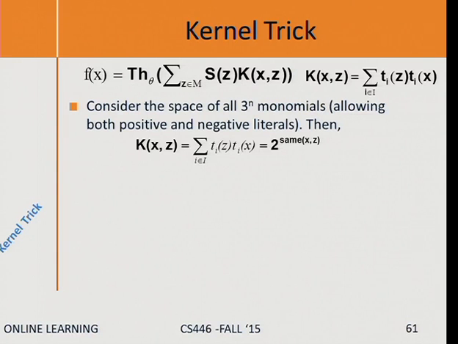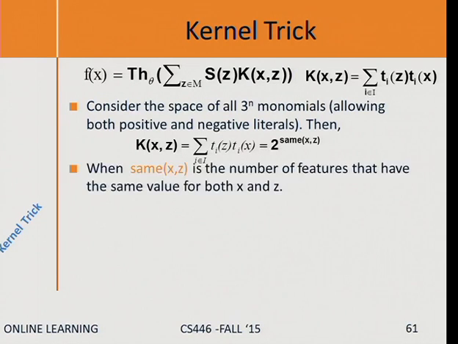The theorem that I'm going to prove now is that k of xz, which is the dot product between t of z and t of x in the t space, can be computed this way. It's really 2 to the same xz, where same xz is the number of features that have the same value in x and in z.